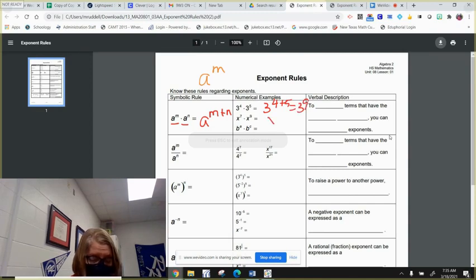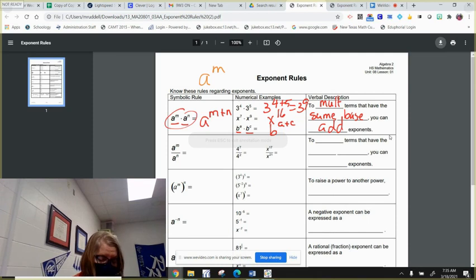X to the 7th times x to the 9th, we're going to add the 7 and the 9. You get x to the 16th. And then b to the a times b to the c, we're going to add and get b to the power of a plus c. So this says to multiply terms that have the same base, you can add the exponents. Okay.